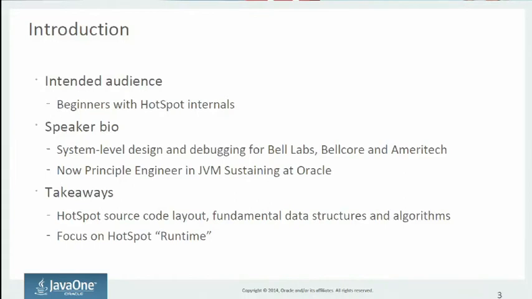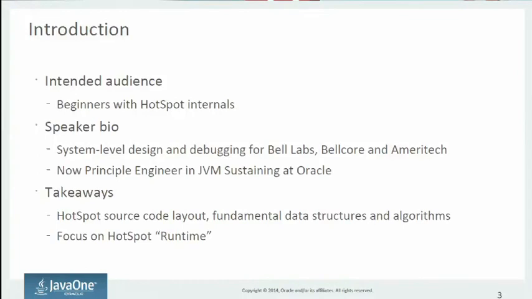A little bit about myself. My name is Paul Nauman. I work for Oracle. I'm part of the JVM Sustaining team. We fix bugs in HotSpot and JRockit, our two JVMs. I have a longer experience in telecommunications. I spent a great deal of time at Bell Labs and Bellcore and Ameritech, and a somewhat shorter period of time in financial services, all with system-level, real-time software kinds of programming. So that's how I got into Oracle.